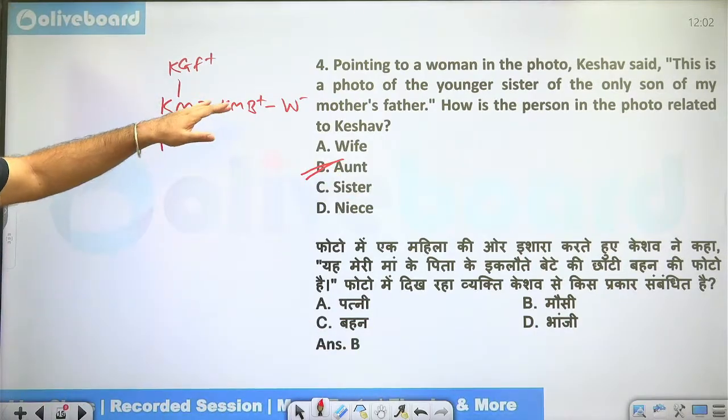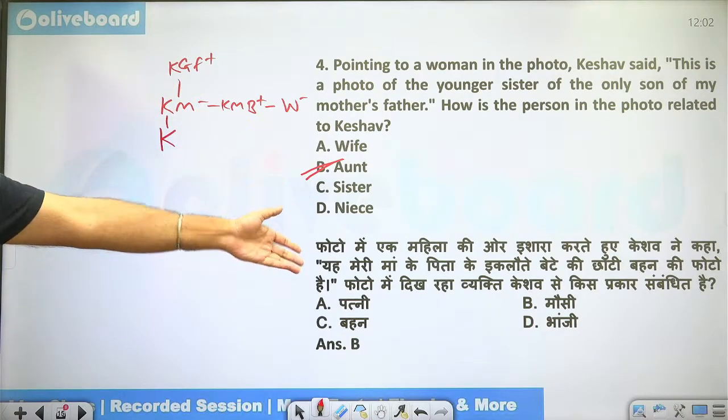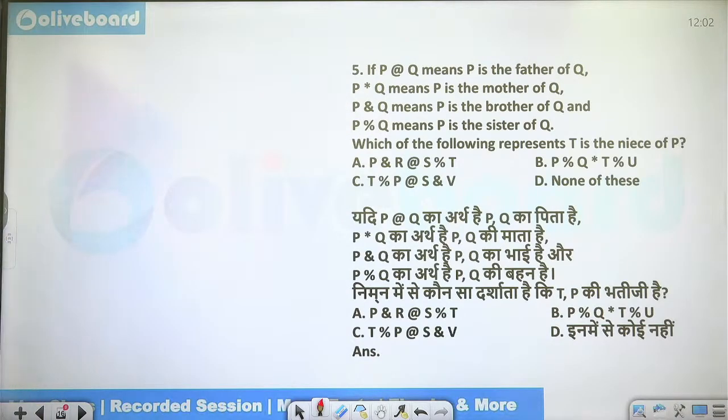Okay, see, younger sister could have been Keshav's mother also, but that option is not there. So hence you have to draw the other person. Okay. Next. Which of the following represents T is the niece of P? T is the niece of P.